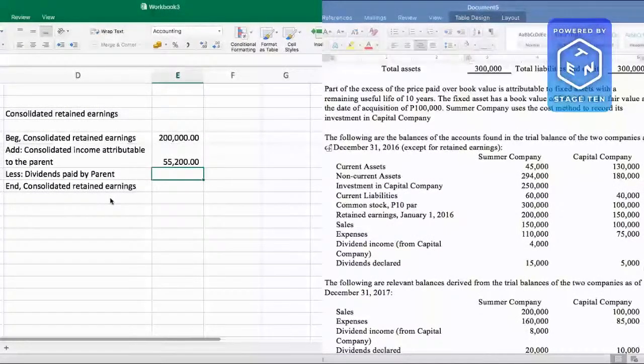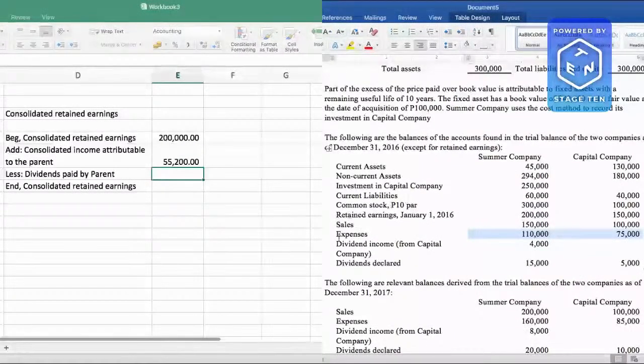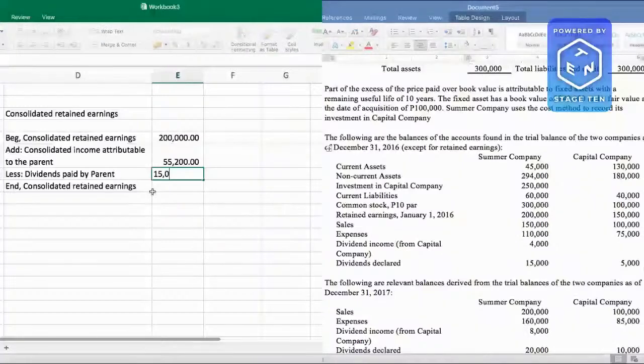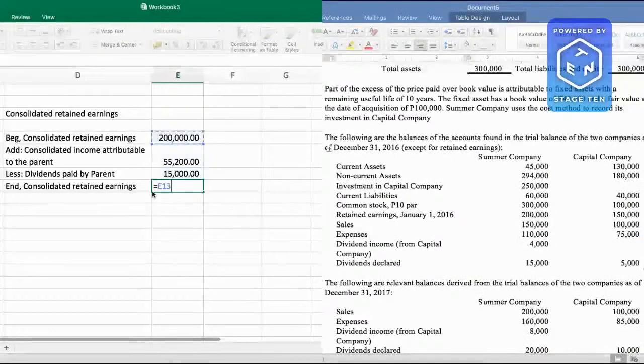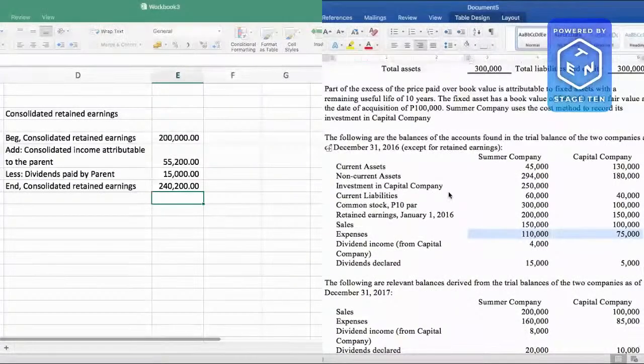Next, dividends paid by the parent. Are we given this information? Okay, on here, dividends declared. So in 2016, the parent declared dividends in the amount of 15,000. And this would now give us, class, the ending consolidated retained earnings. We start with 200,000. We add the income attributable to the parent in the amount of 55,200, and we deduct the dividends paid by the parent. We will have 240,200. This would be the consolidated retained earnings at the end of 2016.